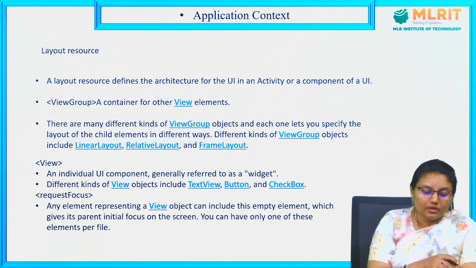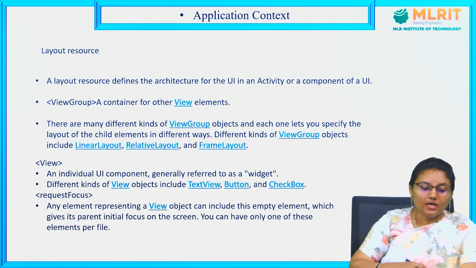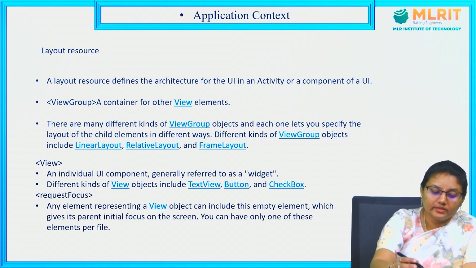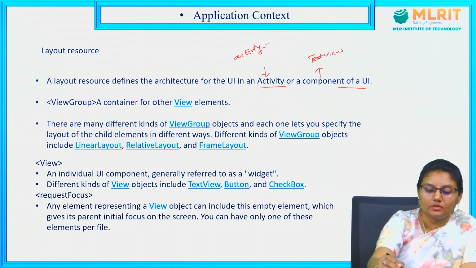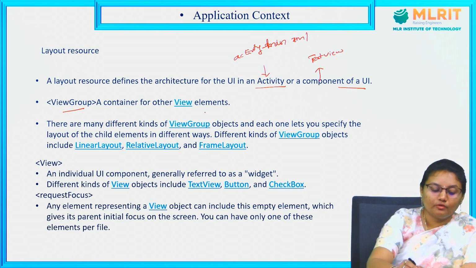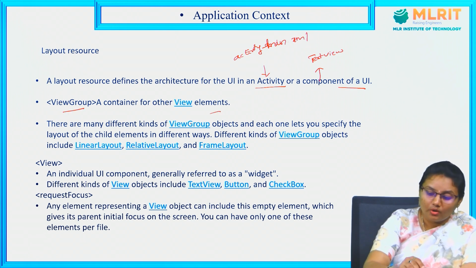A layout resource defines the architecture for the UI, the user interface, in an activity or a component of an activity. Components are like text view and edit text and all. The activity is activity_main.xml, the complete layout. And a view group is a container of other view elements, and view group objects include linear layout, relative layout, and frame layout.